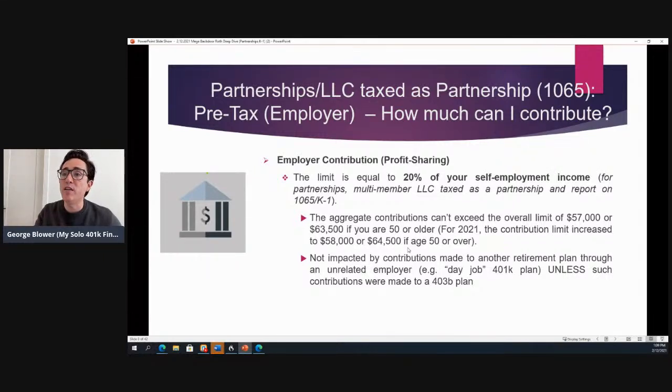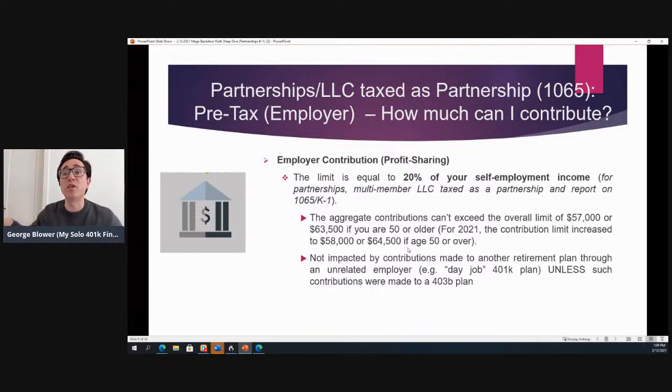So when you add up any employee contributions or after-tax contributions that you're making to the solo 401k, the overall limit cannot be exceeded. The overall limit for 2020 is $57,000 or $63,500 if you're 50 or older. For 2021, it's $58,000 or $64,500 if you're 50 or older. Now here, note the difference.